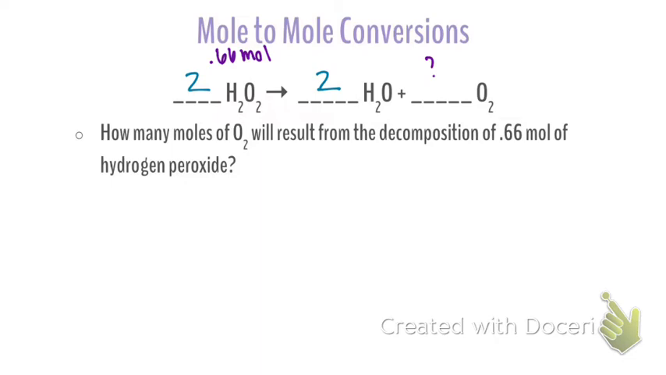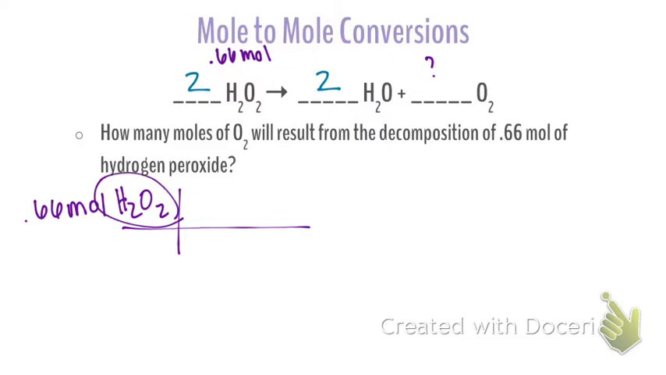It does not matter if we are comparing 2 reactants like in our last problem or if we were comparing a product and a reactant. It makes no difference. We still solve the problem the same. So I'm going to start with what I know. 0.66 moles of H2O2. Right? This is why I said it's so important to keep the name of the compound and the unit in the T-chart, because now it's extremely important.